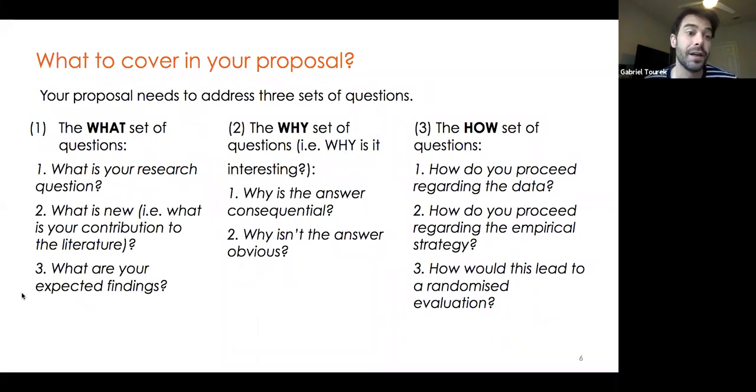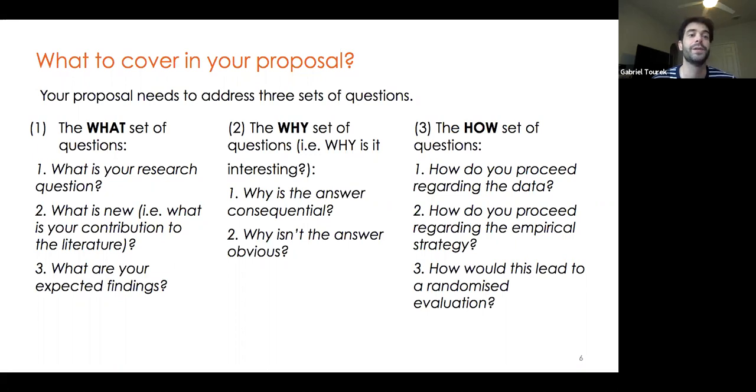So first, let's start off talking about what you would cover in your proposal. These are broad sets of questions about what goes into the proposal, but I think they're important to just help you clarify what questions you're hoping to answer and how to communicate that clearly to the board that would be considering the application for funding.